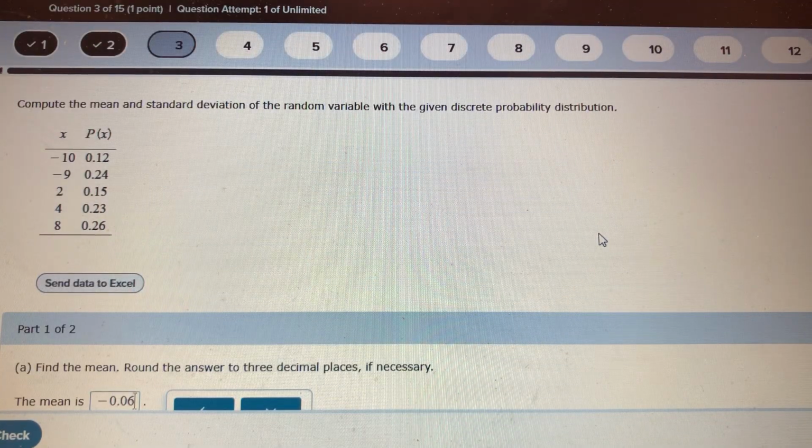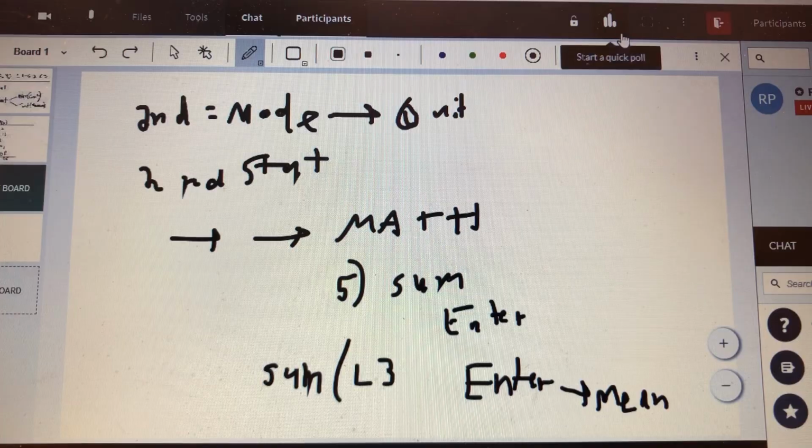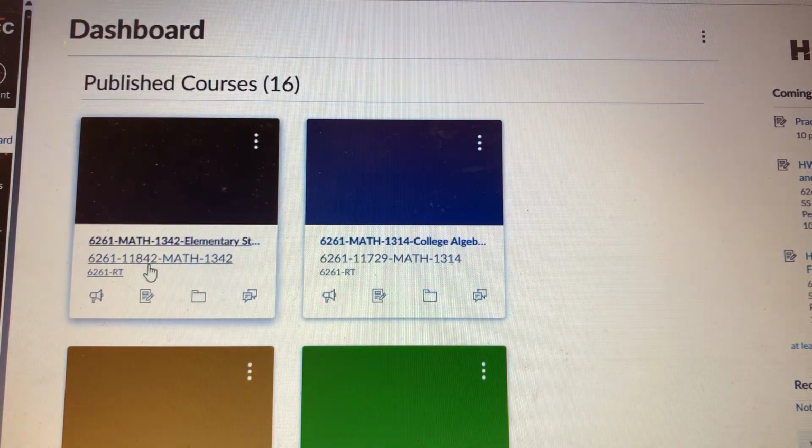The standard deviation takes a while. Remember when we did standard deviation in chapter 3? It's similar here, how you got to do a number of steps to get it. I want to look up something real quick here.